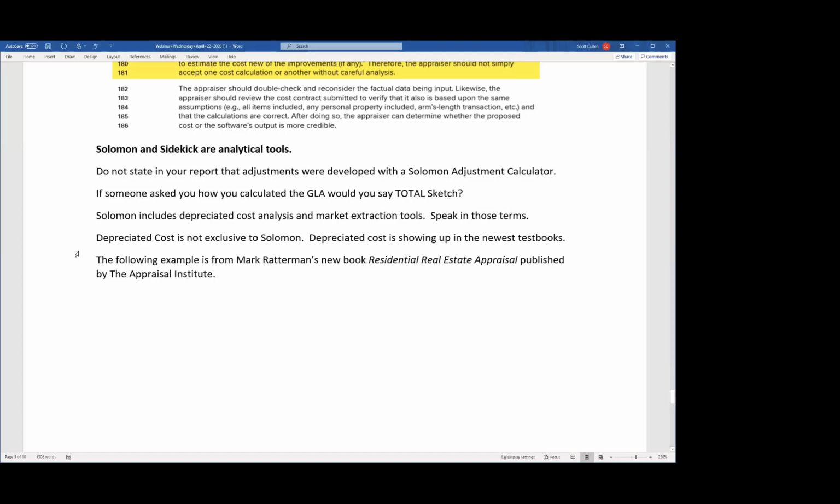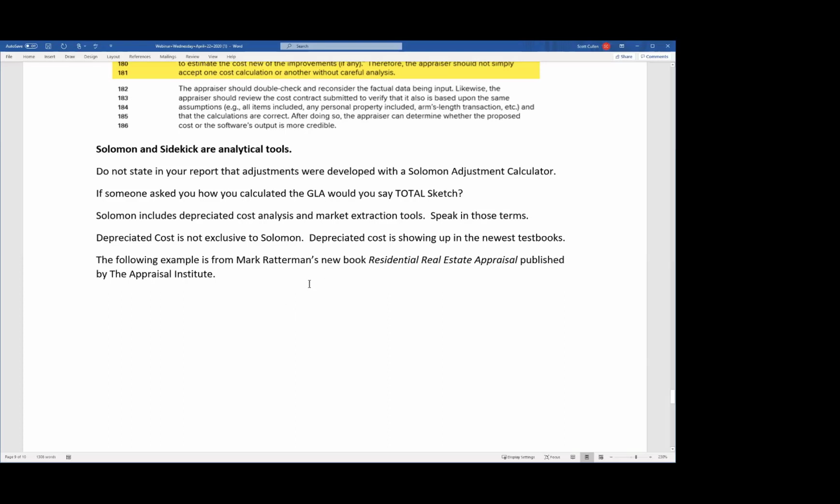Depreciated cost is not exclusive to Soliman. I never heard of it before I started working on this, but it's out there. I mean, I think I connected some dots that hadn't been looked at for a while. I'll take credit for that, at least in my own brain. But now depreciated cost is kind of gaining some momentum. I think people are talking about it, and it's showing up in the newest textbooks.